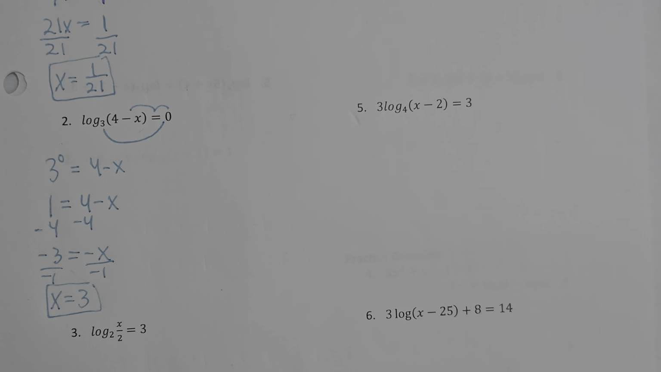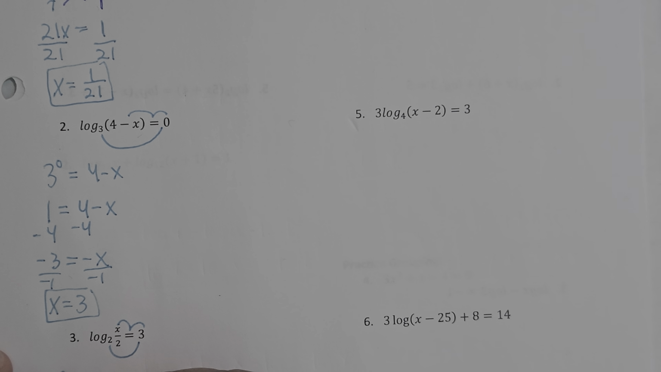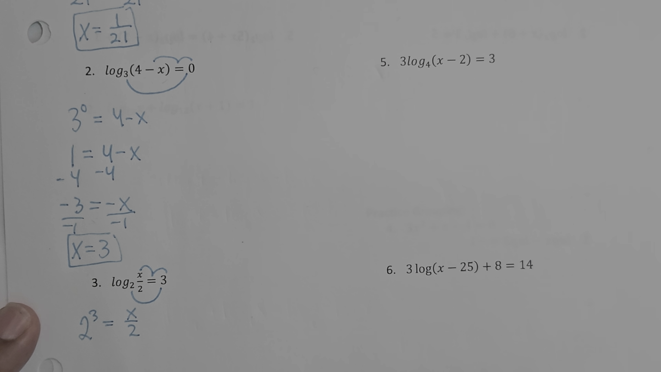Okay, example number 3. For example number 3, again, this is a single log, so I don't have to do step 1. So step 2, take the inverse of the log, which is the exponential. So take the base of this log, which is 2, raise it to the power of 3, and set it equal to x over 2. So 2 to the third power is equal to x over 2. Now 2 to the third is the same as 2 times 2 times 2, which is equal to 8. So 8 equals x over 2.